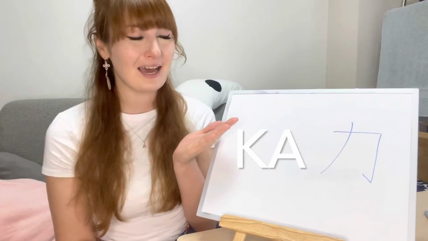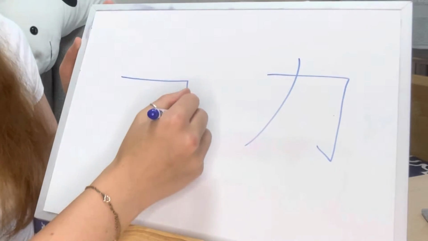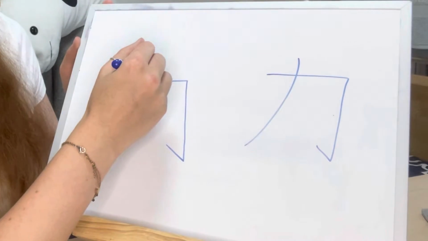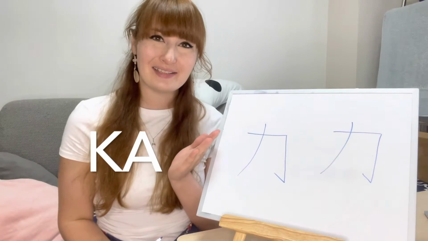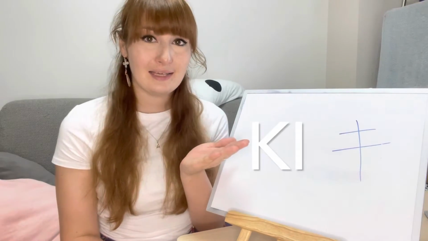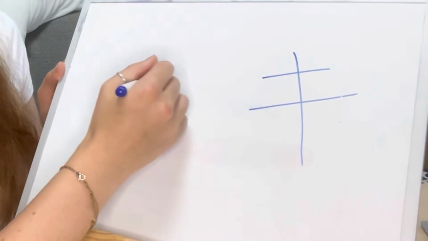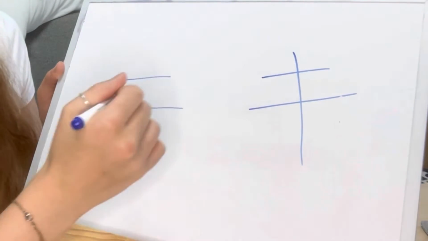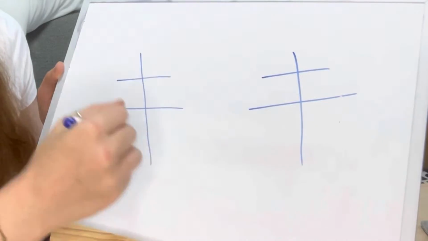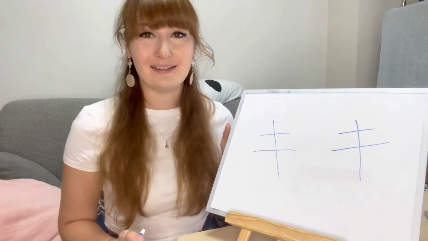Ka. So you go along here and down with a flick, and then you come here. Ka. Ki. It looks a little bit like an antenna wire. So you start with this line, have a slightly longer one down here, and then have a diagonal line going through them.